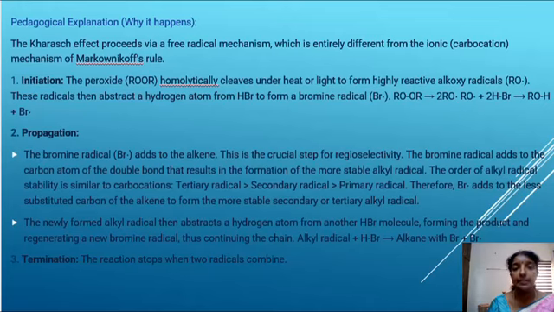And in the propagation step, the formed bromine radical adds to the alkene, and this is a crucial step for regioselectivity. The bromine radical adds to the carbon atom of the double bond that results in the formation of the most stable alkyl radical, and we know the stability order of alkyl radicals: tertiary radical is more stable than secondary, and secondary radical is more stable than primary. Therefore, Br dot, that is the bromine free radical, adds to the less substituted carbon of the alkene to form the more stable secondary free radical.